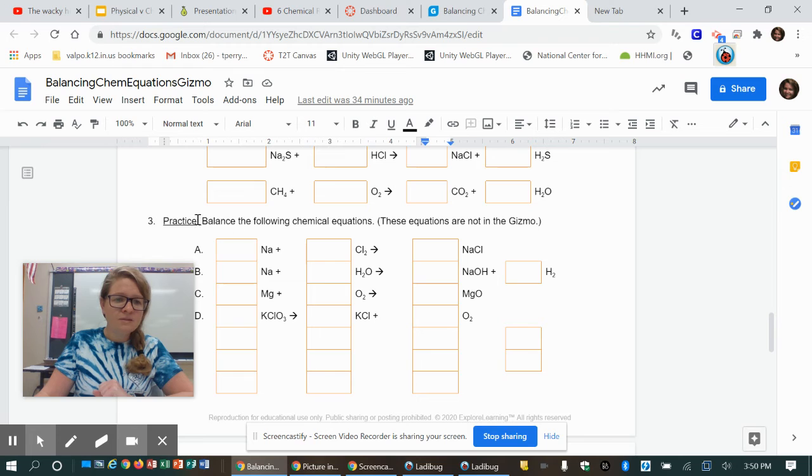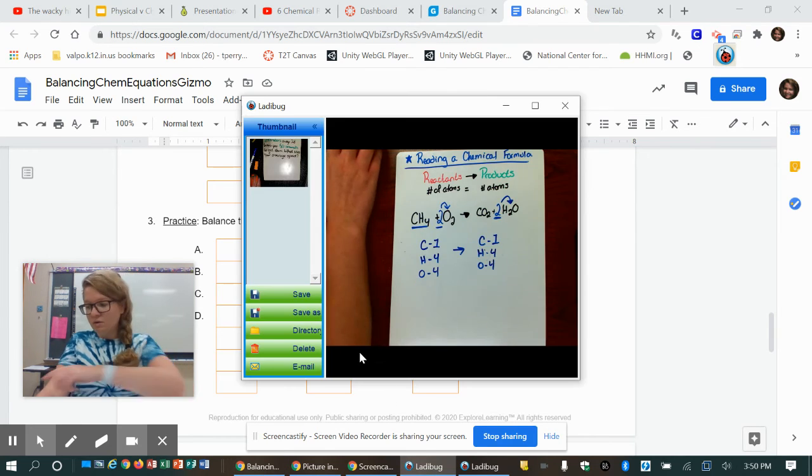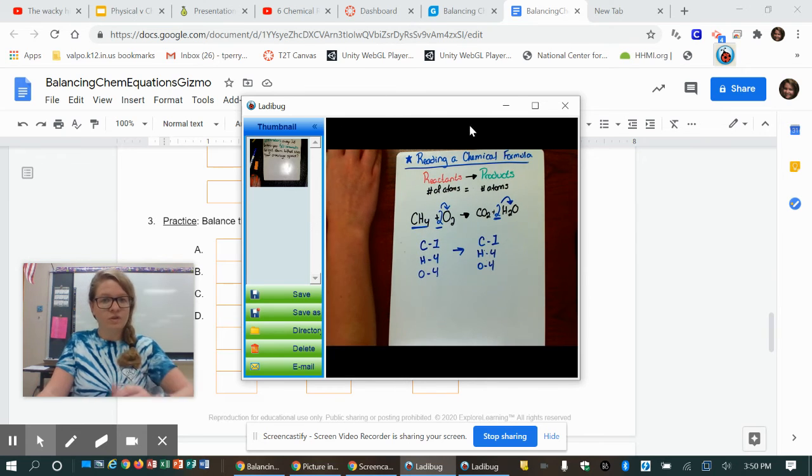Then at the end, number 3, it says practice. Balance the following chemical equations. These equations are not in the gizmo. This is practice. So here, you're going to be putting in coefficients. You're going to do your own version of this for those.